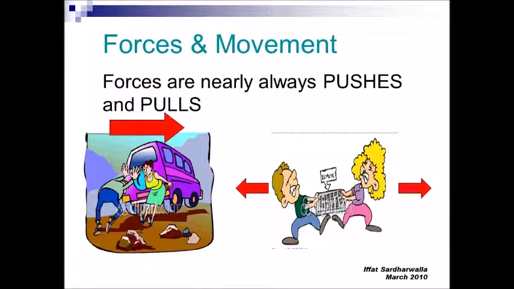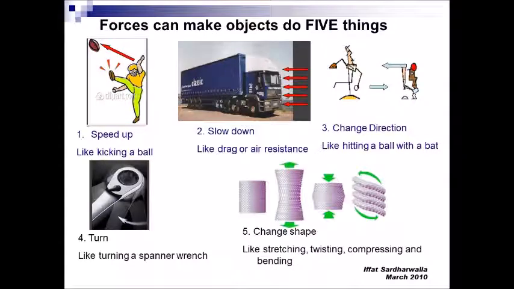Forces are nearly always going to be some kind of push or pull. So the movement would go in the direction of the force. Forces can make objects do five different types of things. Speed up, like when you're kicking a ball, or slowing down, like the drag of air resistance. A change in direction, like when you hit a ball with a bat. Turning, like when you're using a spanner wrench. And changing shape, like twisting, stretching, compressing, and bending.